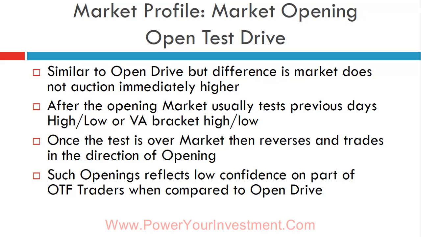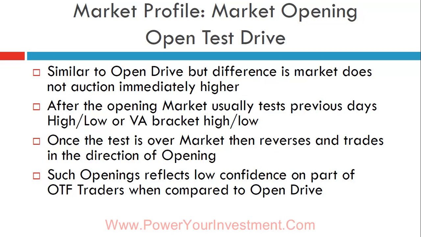Now once this test happens and the traders are convinced that there is no activity beyond the reference level, then the market starts auctioning again in the direction of the breakout. Okay, so in this case, if you see, buyers are relatively less confident and they need assurance, and that is why the prices come down and then again it starts moving up.